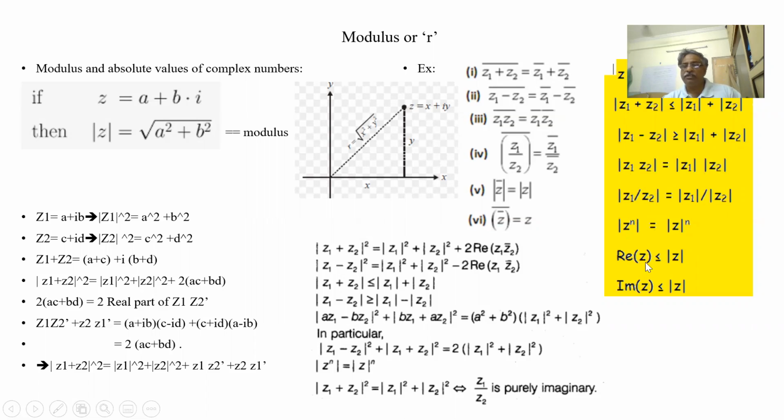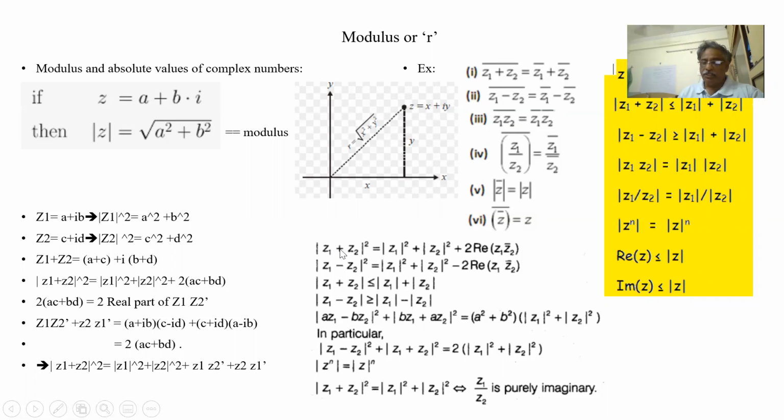So real of Z is less than mod of Z. Imaginary of Z is less than mod of Z, because mod Z is root of a square plus b square. Real Z is a. So root of a square plus b square is more than a. Root of a square plus b square is more than b. So that means mod Z is more than the individual parts.